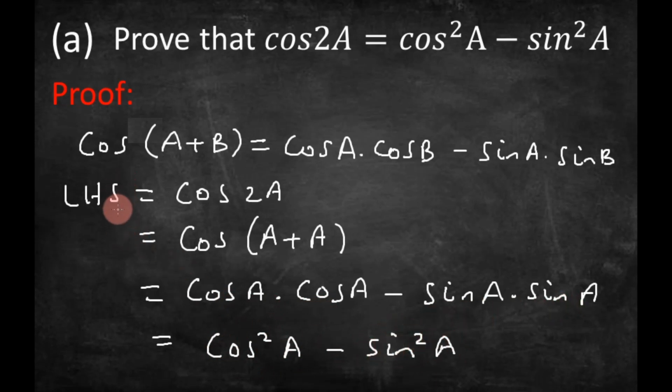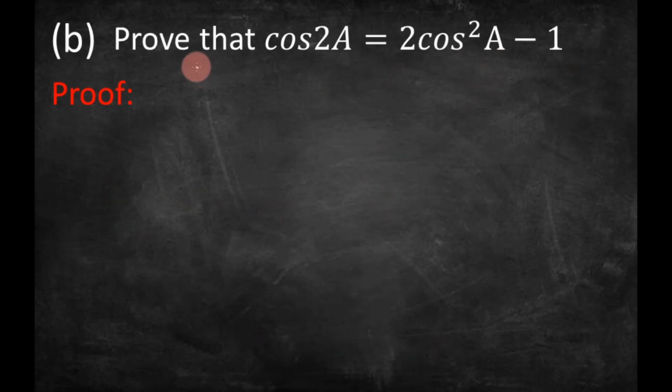So we see that the left-hand side, in other words, cos 2A, comes to the right-hand side. And hence we have proved this theorem. Then, in a second double angle expansion for cos 2A, we have to prove that the cos of 2A equals twice the cos squared of A less 1.